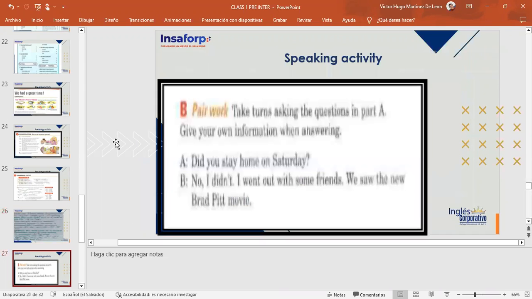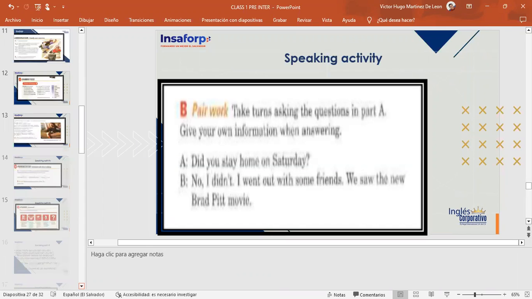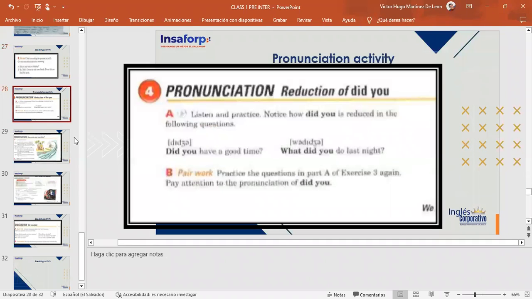Okay, this is a speaking activity. Take turns asking the questions in part A. Give your own information. Esto ya lo decimos, ¿va? Tell me, yes or no. Did you stay home? That was the last activity yesterday. Yeah, I did. Yes, I did. So we did it. Yeah, we did it.